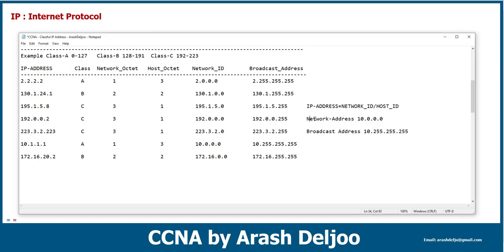It's better to use network address when you are using all of the host bits as 0, and broadcast address when you are using all of the host bits as 1. Okay, this is better. If you want, you can say network ID. We don't have any problem. Very good. This is only one example.